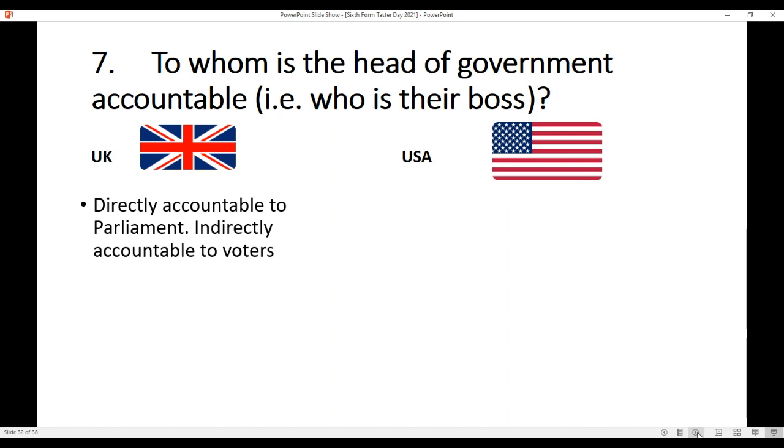In America, to whom is the head of government accountable? The president. Who are they accountable to? Are they accountable to Congress? Well, the reality is that in America, they are directly accountable to the people. They are directly accountable to the voters, and that's because they are voted in, in a way that the Prime Minister is not directly voted in. In America, the president is directly accountable to the people. You might say indirectly accountable to Congress.